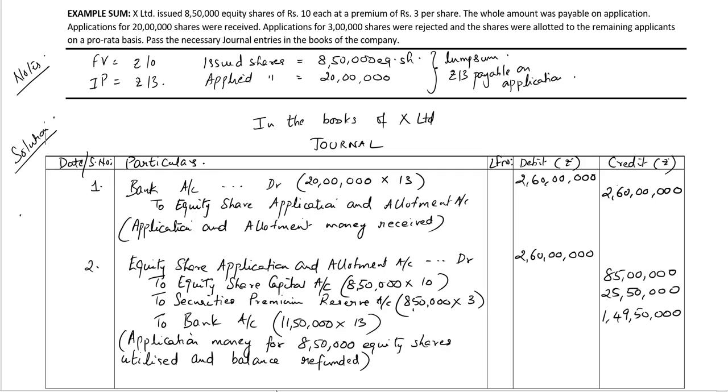So this is the answer to the example sum. Please remember, where the entire amount is payable on application in the form of lump sum payment, there is no difference between rejection of shares and pro rata or partial allotment. All the excess application money has to be refunded to the applicants.